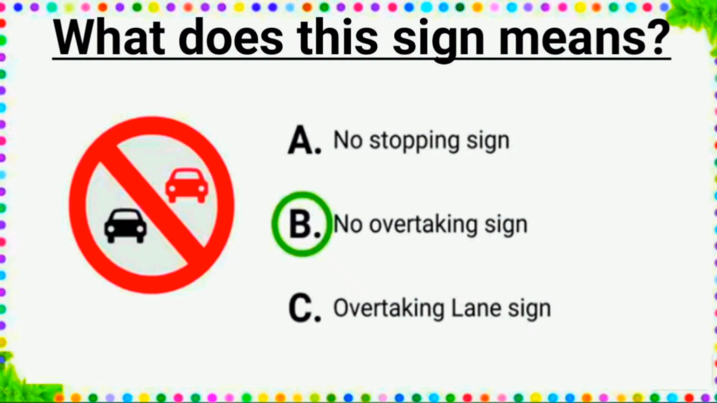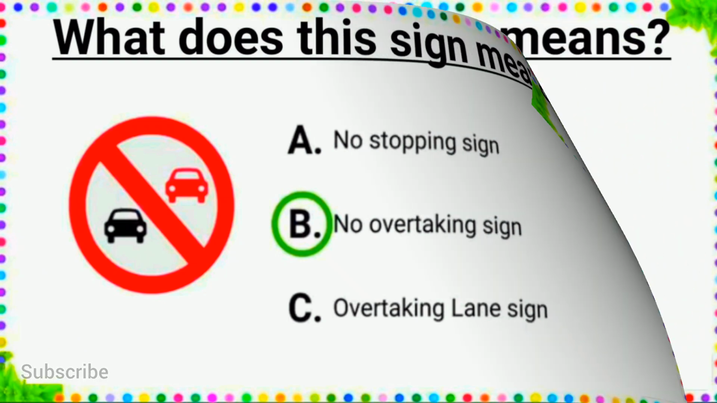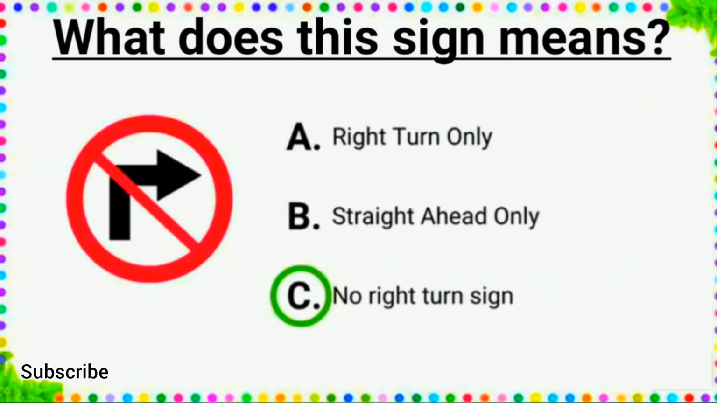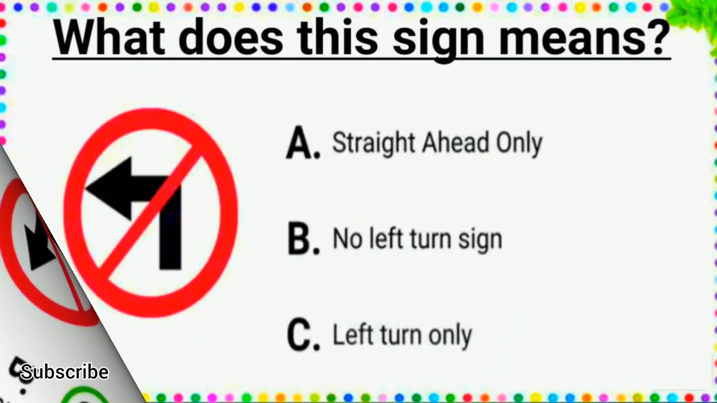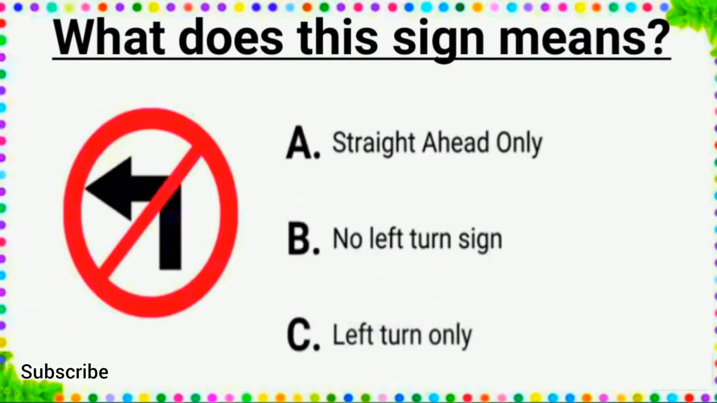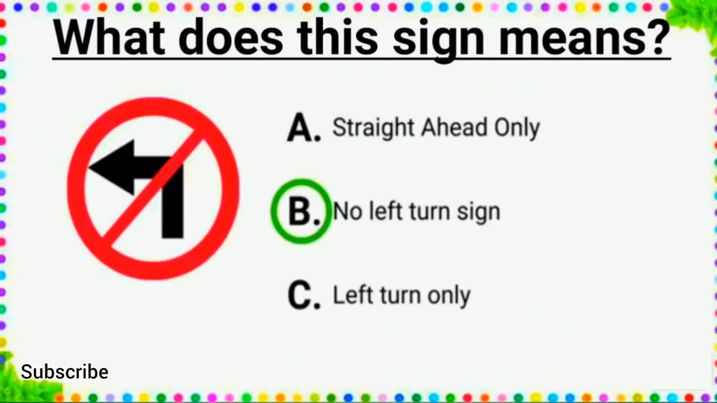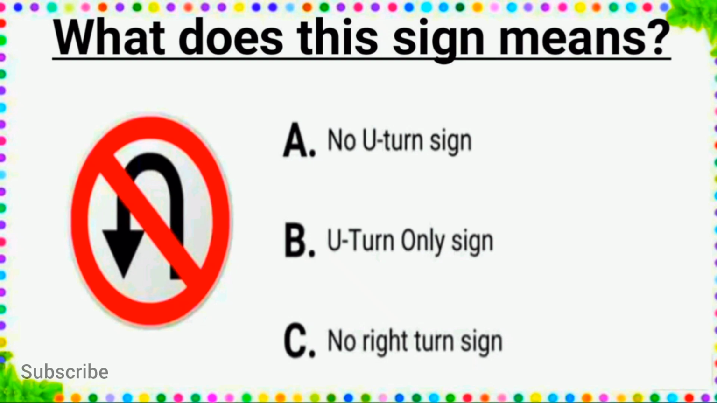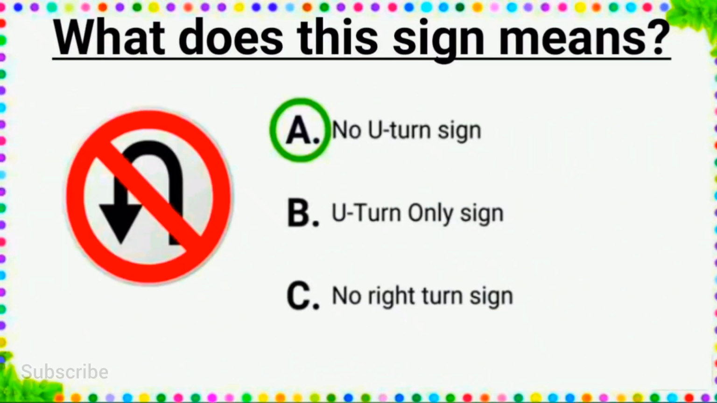No overtaking sign. What does this sign mean? A, B, C. Correct answer C option. No right turn sign. What does this sign mean? A, B, C. Correct answer B option. No left turn sign. What does this sign mean? A, B, C. Correct answer A option.